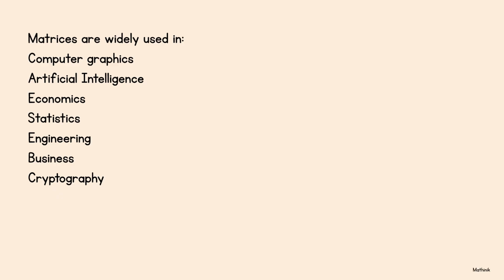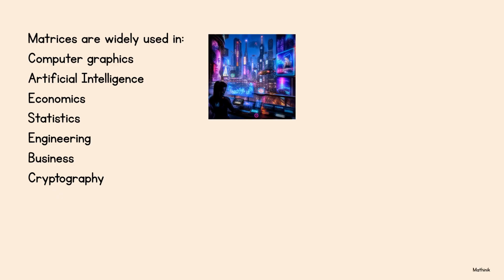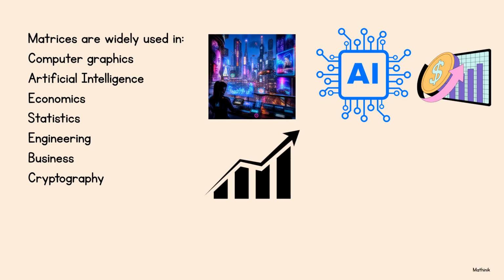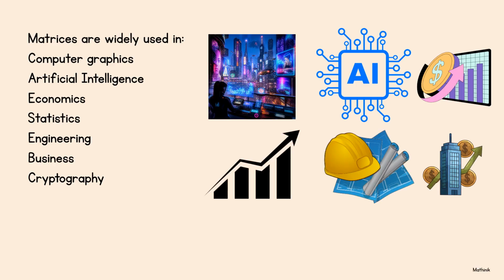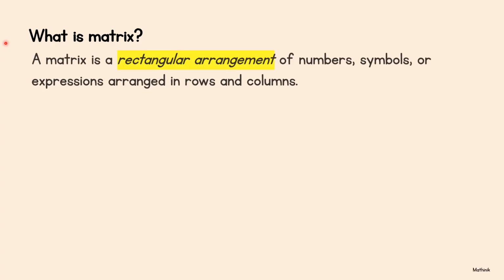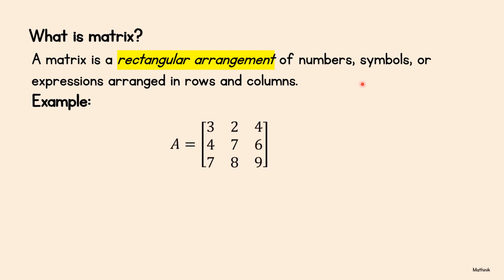Matrices are widely used in computer graphics, artificial intelligence, economics, statistics, engineering, business, and cryptography. So, what is a matrix? A matrix is a rectangular arrangement of numbers, symbols, or expressions arranged in rows and columns. Example, this is a matrix.